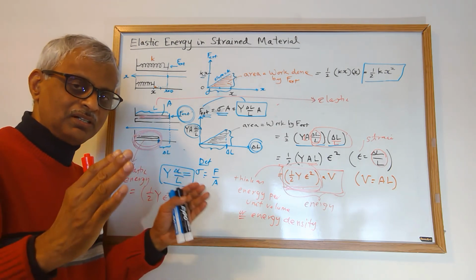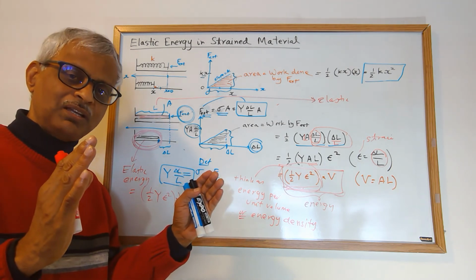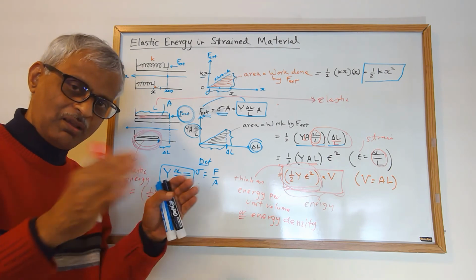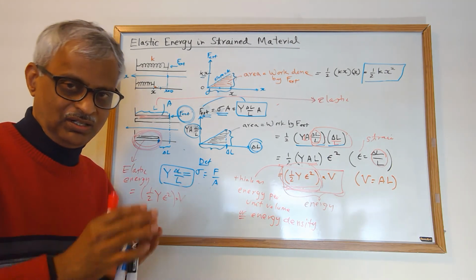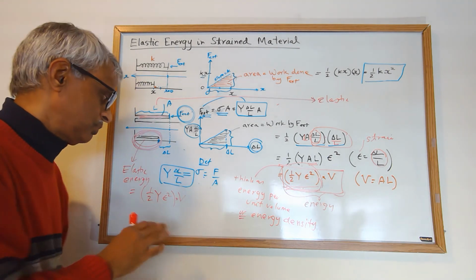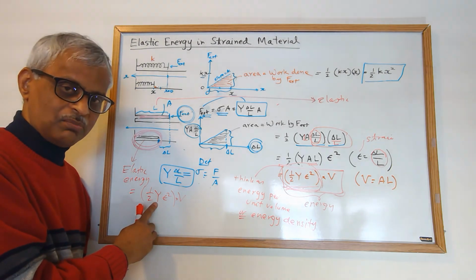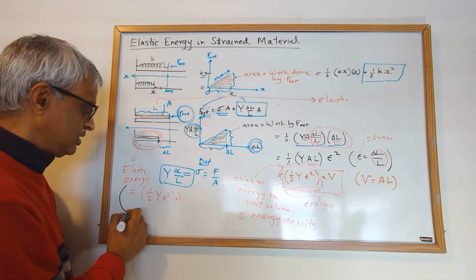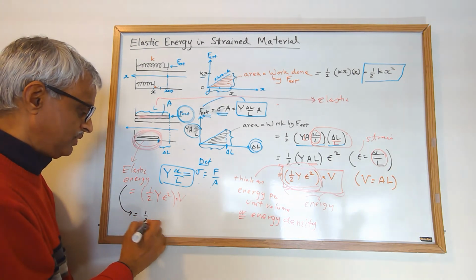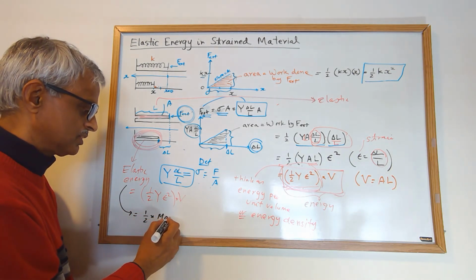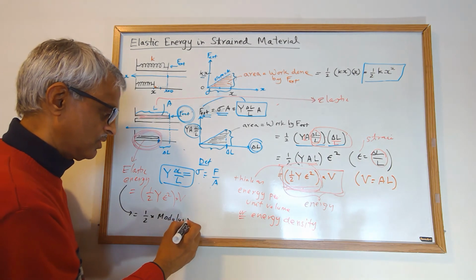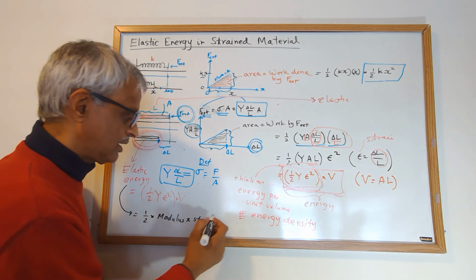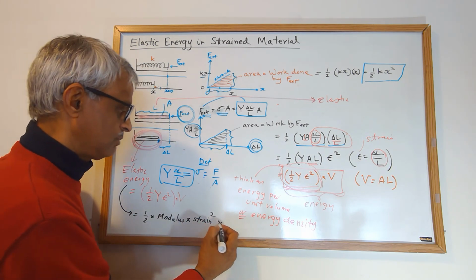So if the normal object is this big and you change it just a tiny bit, then how much extra energy is contained in that? That will be given by some kind of modulus. So let me write down this formula. The more general formula will be half times some modulus times strain, how much percentage change I cause, squared, times volume.